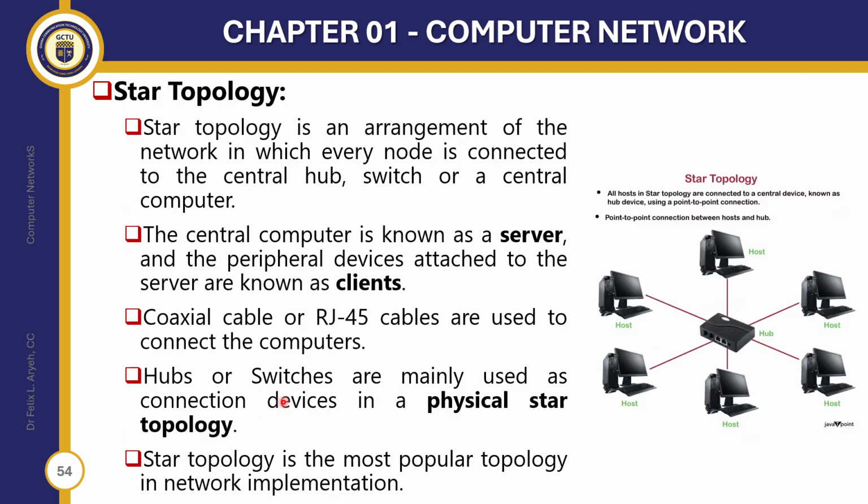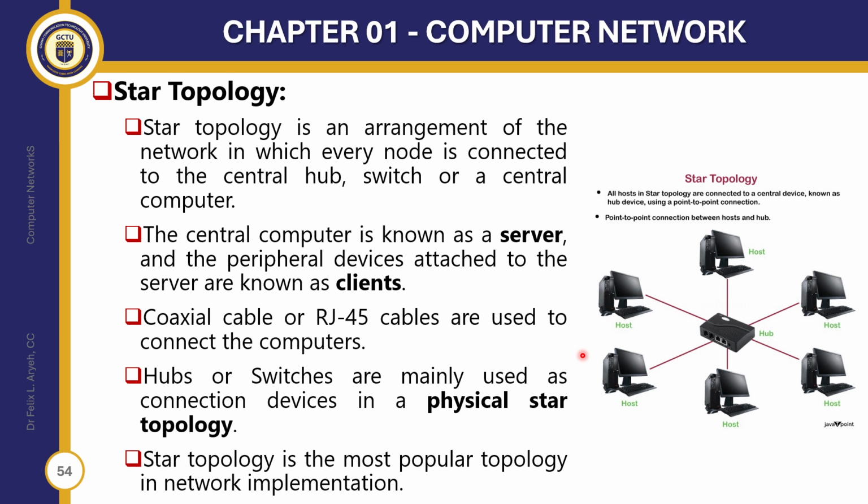Now, this is how the star topology looks. With the star topology, usually we have a hub or a switch, and we have all these hosts connected to the hub. That is how the star topology works. The star topology is an arrangement of a network in which every node is connected to the central hub, switch, or central computer. The central computer is known as the server, and the peripheral devices attached to the server are known as the clients. Hence the client-server network architecture. Usually the star looks very similar to that type of architecture.